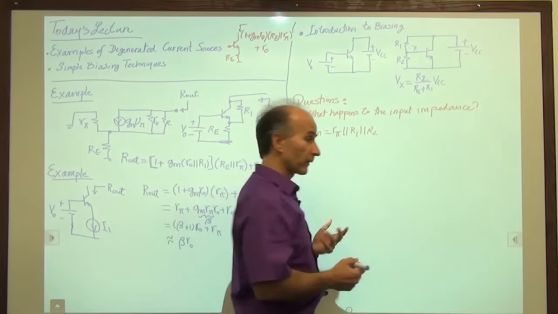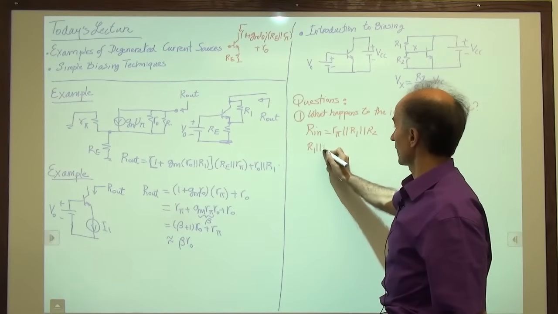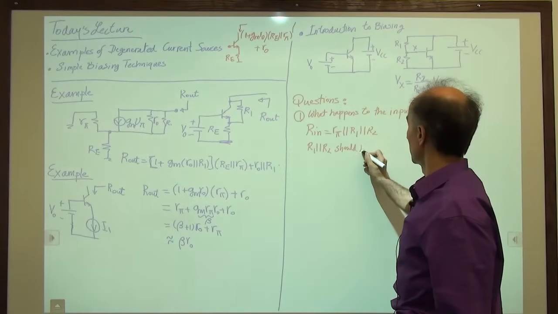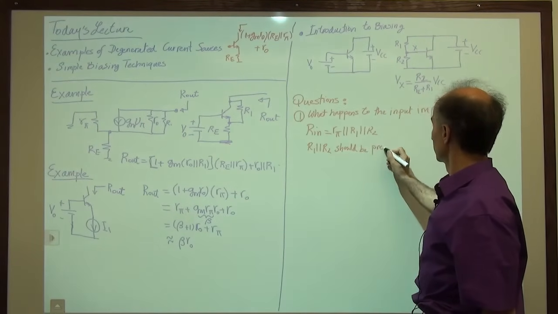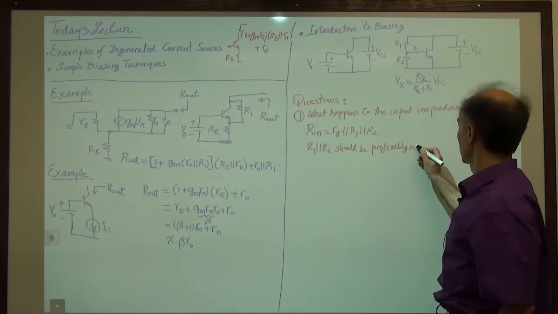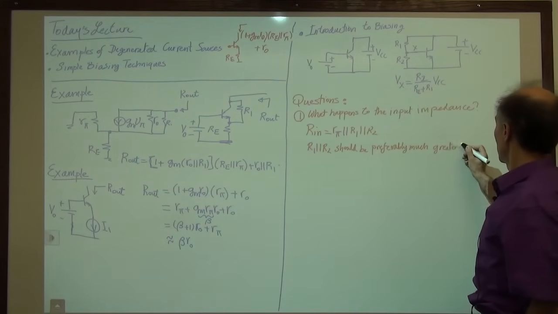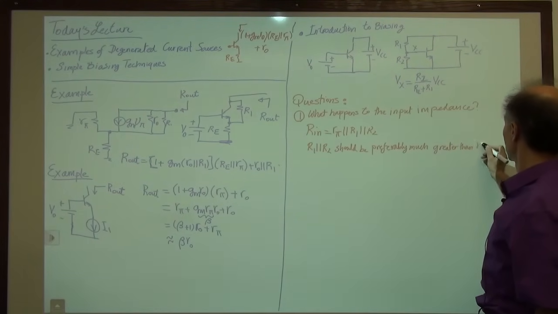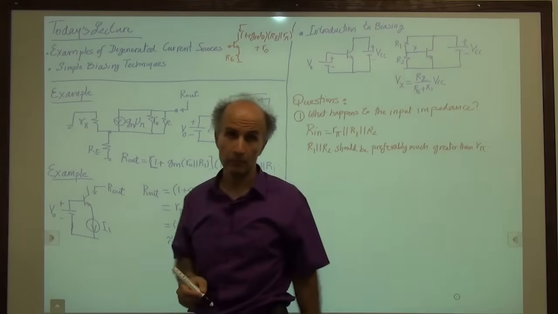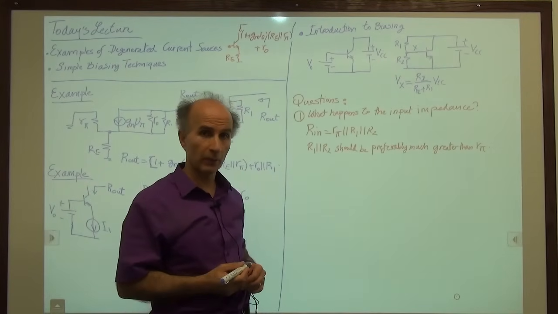So ideally, preferably, R1 in parallel with R2 should be preferably much greater than R pi, so that the input impedance is still approximately equal to R pi. Now sometimes this is possible, sometimes not, but that is our preference.